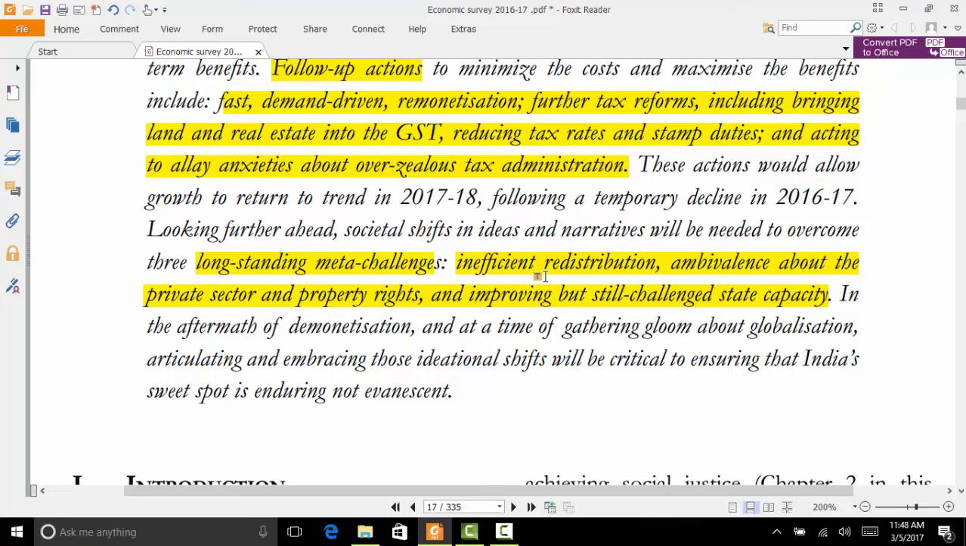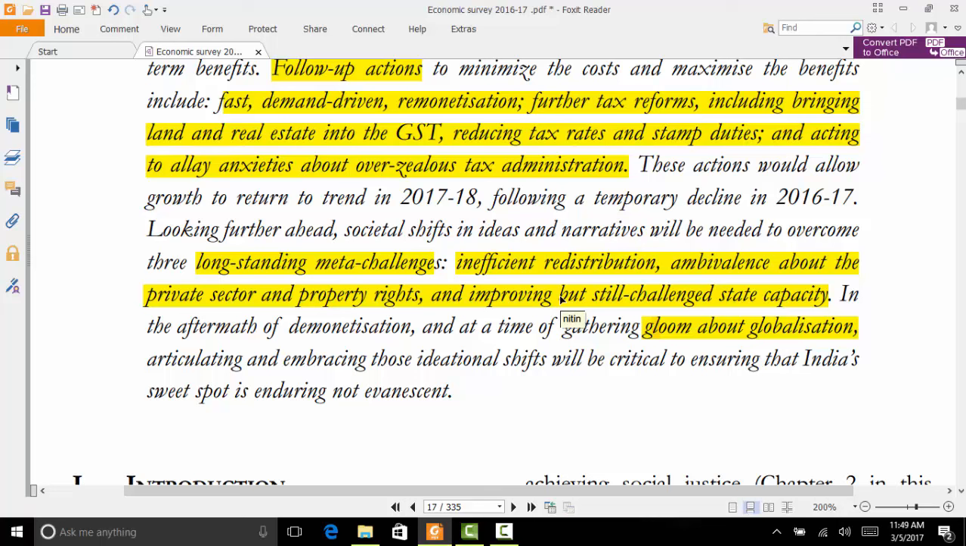Certain challenges they discuss: inefficient redistribution, ambivalence about the private sector and property rights, and improving but still challenged state capacity. Another challenge: gloom about globalization, as we are seeing in the world. These challenges will be discussed separately in this chapter. Inefficient redistribution means, redistribution, you understand, right? First you draw resources and redistribute among people by various schemes and programs to reduce inequality and to provide basic services and basic amenities. Ambivalence about the private sector and property rights will be discussed separately in the chapter.